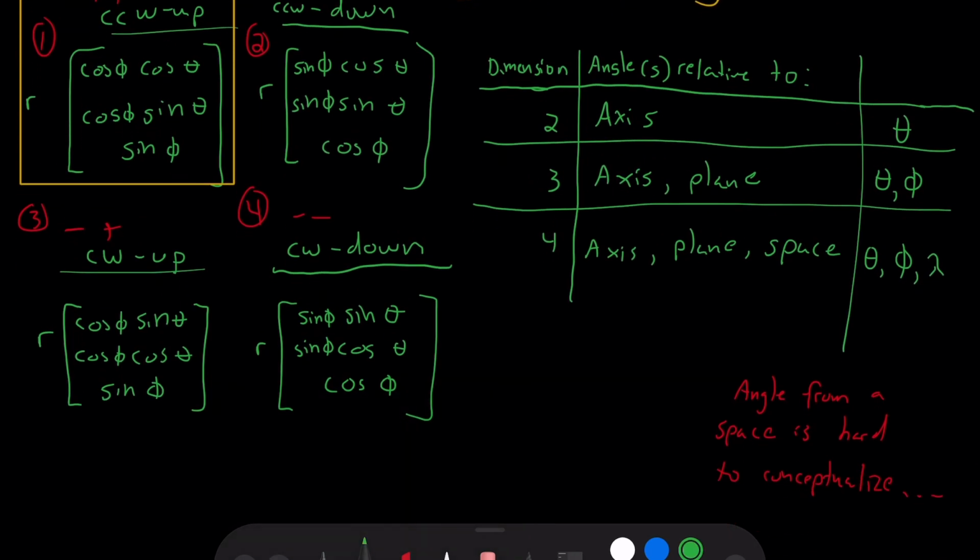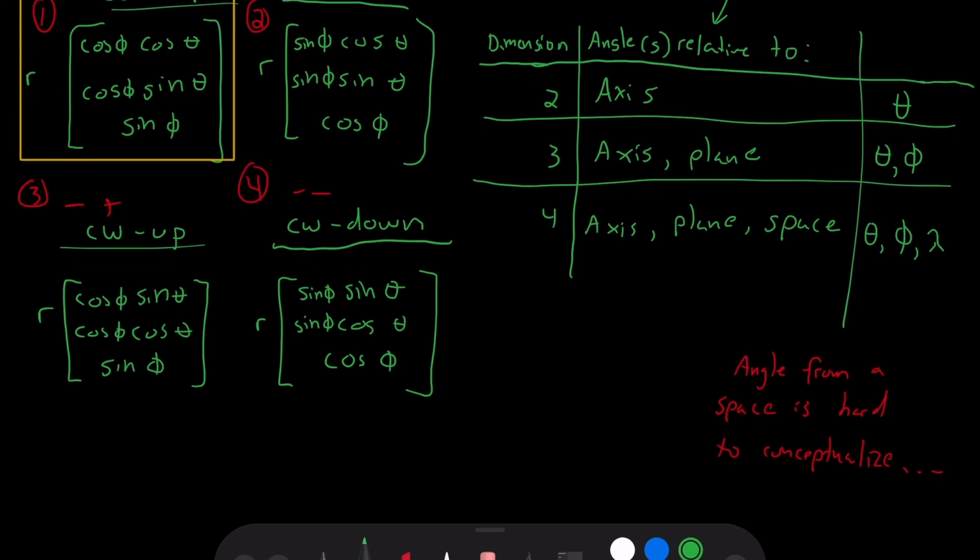And then over here, this is just me musing about something. I was trying to look at this in terms of patterns of how we would word things. You have an angle relative to an axis, and you have an angle relative to an axis, and another angle relative to a plane. And so I'm guessing that if the pattern continues, you would end up with an angle relative to a space, but I'm really not sure how that would work.